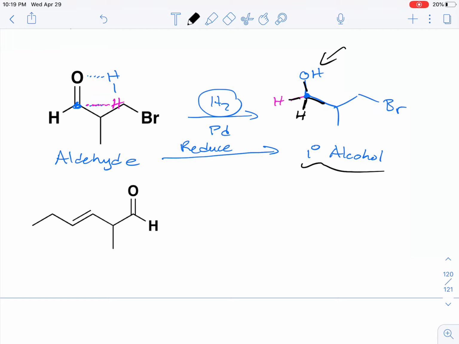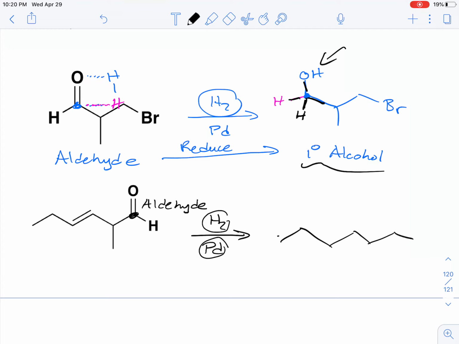All right, so this last example, same idea. We're going to treat this with H2Pd. Notice that this is an aldehyde. And so if we have an aldehyde, we're going to convert that into a primary alcohol if we treat it with H2Pd. So this is a reduction process. So I'm going to go ahead and copy the basic frame of my parent chain.